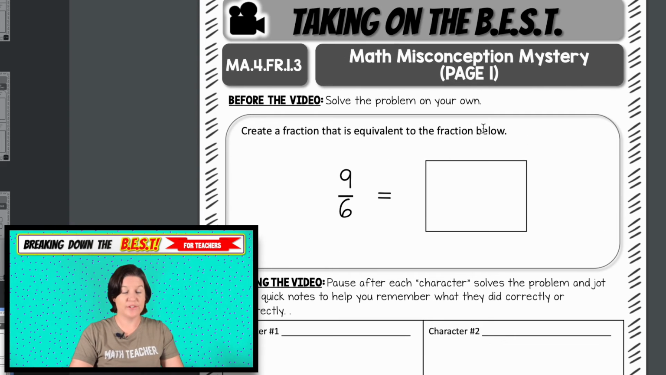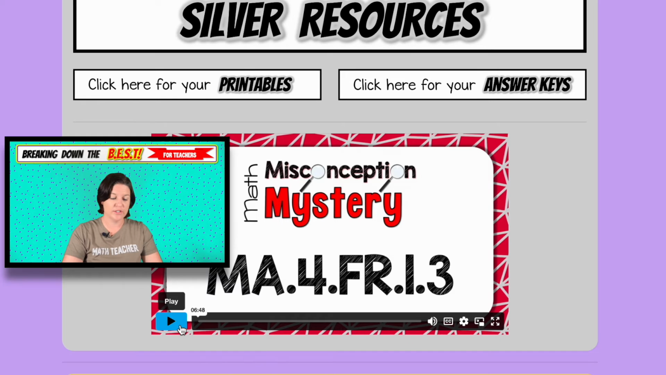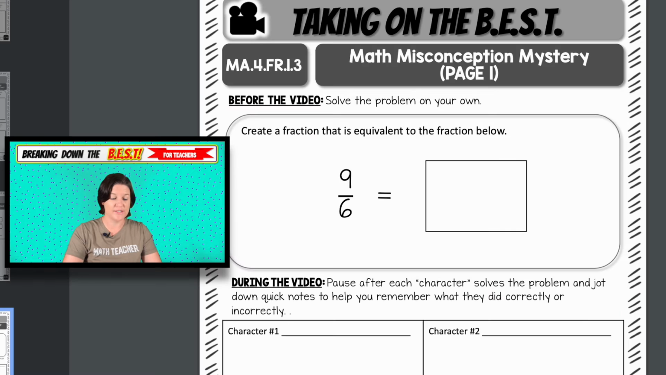The last activity for the silver plan is the Math Misconception Mystery episode. It's a video lesson, and if you go right here, you just click play right there, and I will walk students through the entire process. I'll say, okay, here's your problem. Create a fraction that's equivalent to the fraction below and solve it on your own.